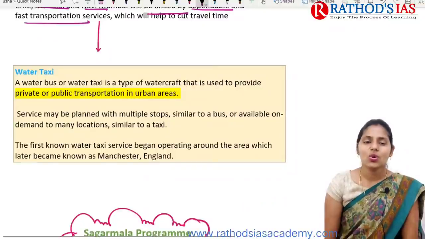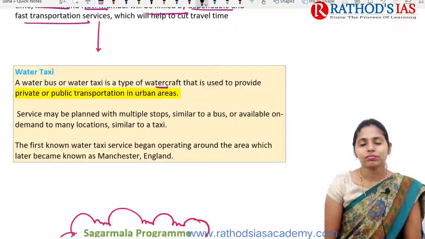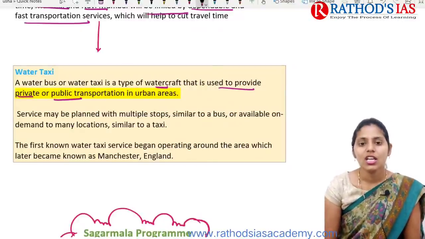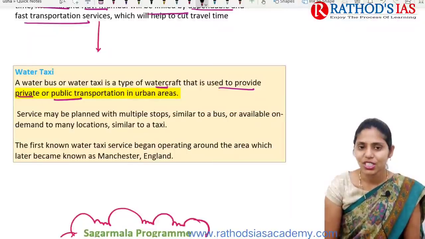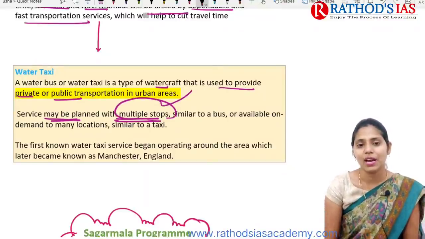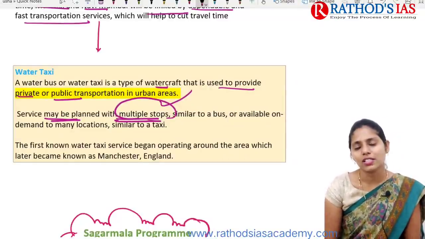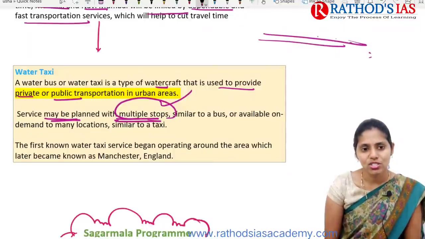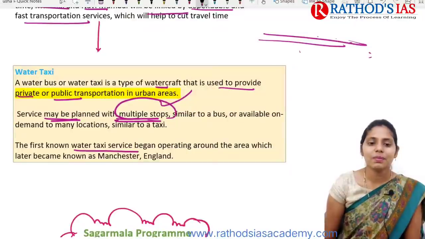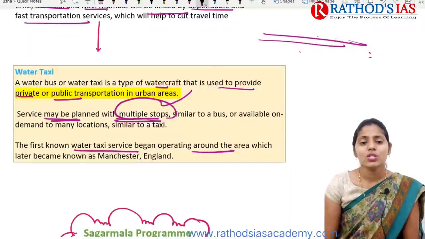So what is this water taxi? A water taxi is nothing but a water bus or a water taxi. It is a type of watercraft that is mainly used to provide public or private transportation in urban areas. The service may be planned with multiple stops, similar to a bus, or available on demand to many locations, like a taxi. In a taxi also you have several destination locations, and in the same way it also has multiple stops. The first known water taxi began operating around the area which later became known as Manchester, England. So for the first time, we came up with this water taxi.